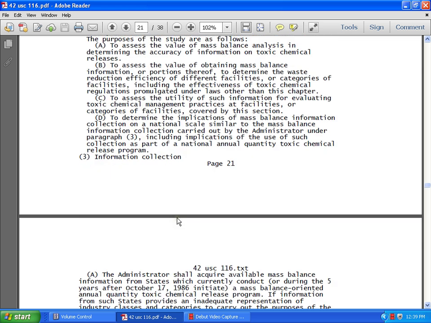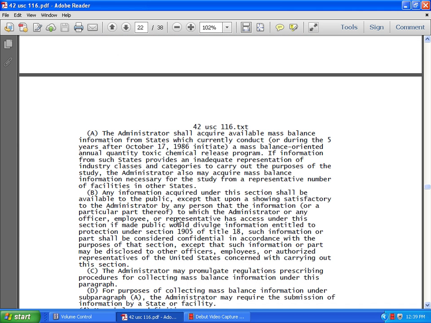The information collected. A. The Administrator shall acquire the availability of mass balance information that states currently conduct during the 5 years after October 17, 1986, the initiation of a mass balance oriented annual quantity toxic chemical release program, if the information from such states provides an inadequate representation of industrial class categories to carry out the purpose of the study. And the Administrator also may acquire mass balance information necessary for the study for representative numbers of facilities in other states.